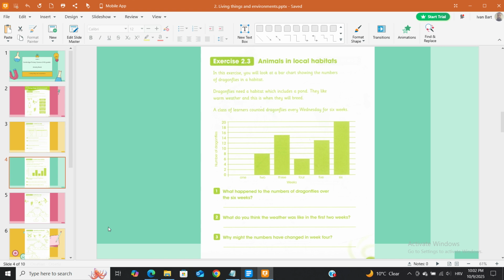A class of learners counted dragonflies every Wednesday for 6 weeks. Number of dragonflies: 20, 18, 16, 14, 12, 10, 8, 6, 4, 2, 1, 2, 3, 4, 5, 6 weeks. 1. What happened to the numbers of dragonflies over the 6 weeks? 2. What do you think the weather was like in the first 2 weeks? 3. Why might the numbers have changed in week 4?